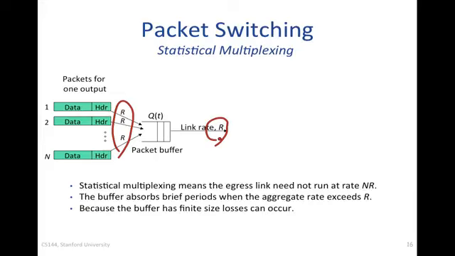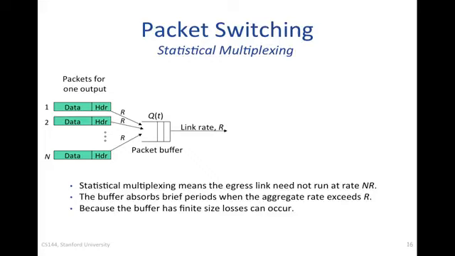But because of the statistical multiplexing and the burstiness of the arrivals, we can potentially get away with this if the average rates are sufficiently low. So in general, we say the reduction in rate that we need at the egress compared to the ingress is because of that statistical multiplexing, and we call that benefit the statistical multiplexing gain.